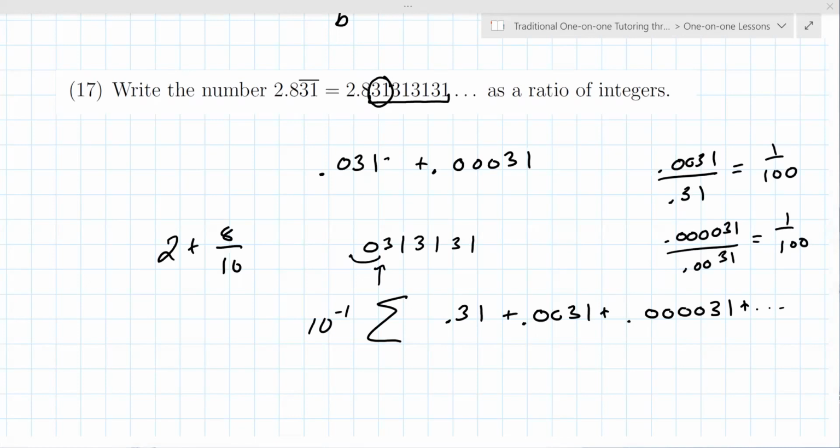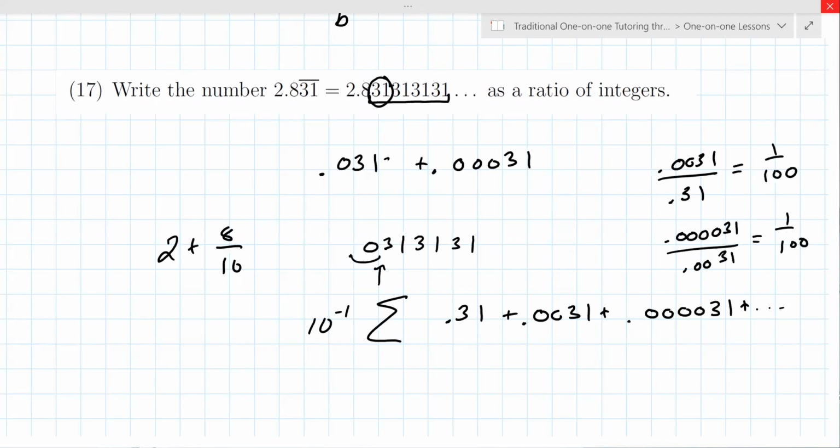So it's the repeating part that you care about. This one's harder because usually they just give you the repeating part after the decimal. You have to deal with this 10 to the minus 1 to move it over one spot, which is its own little wrinkle here. 0.0031 divided by 0.31, yeah, that's 1 over 100.